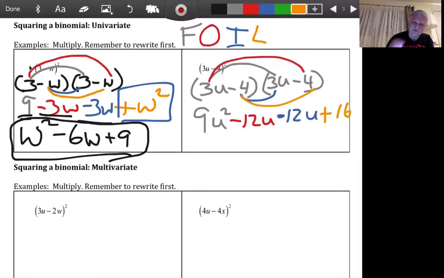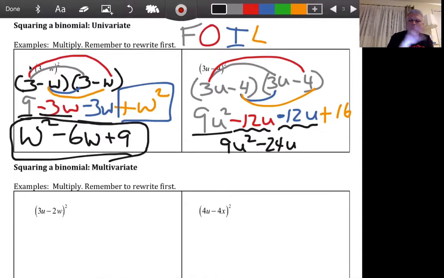Okay, let's look for like terms because we're adding and subtracting here. All right, let's start with the largest exponent, u squared. Okay, well, 9u squared has no like terms, so let's just bring it right down to our answer. Now we're going to go u to the first. We got two terms with u to the first, minus 12u minus 12u. What is minus 12 minus 12? Well, if I take 12 away twice, try to say that 3 times fast, I got minus 24u.